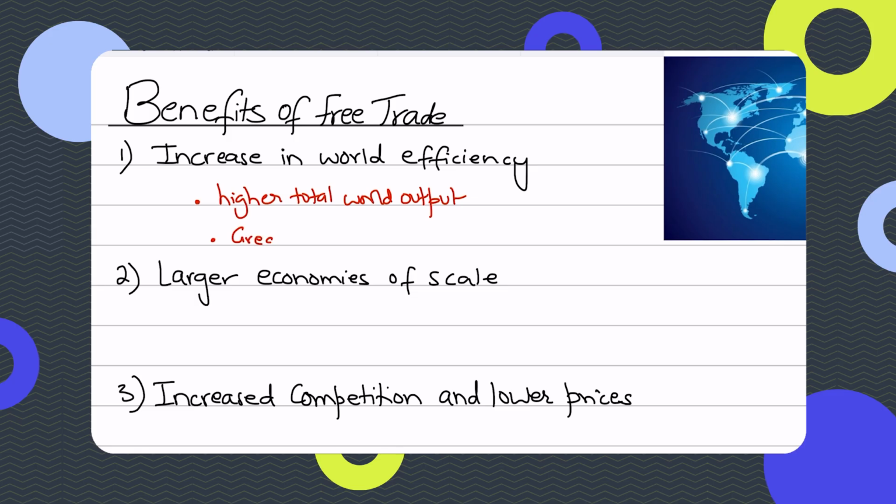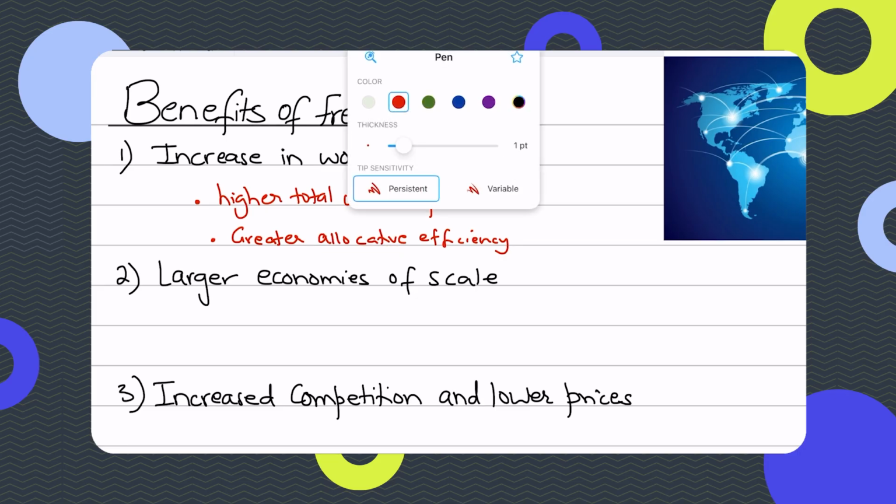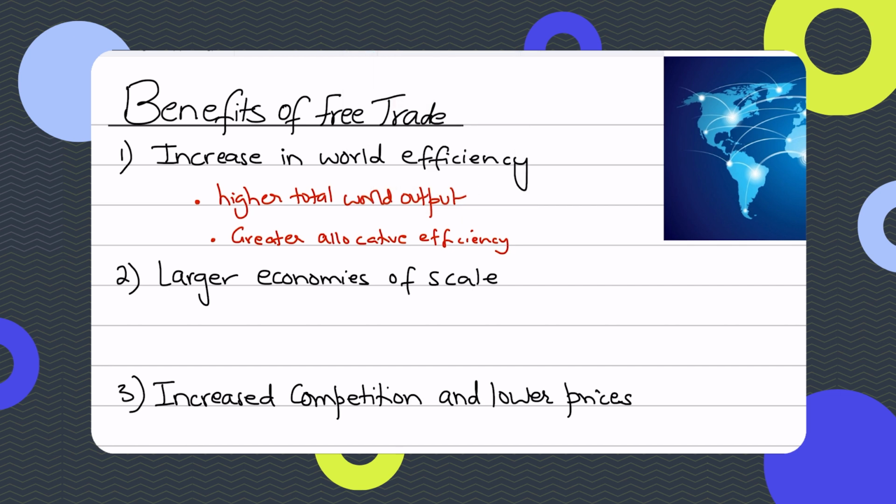Because resources are allocated efficiently, there's greater allocative efficiency, and we're talking about global allocative efficiency. It's not necessary that you mention the word allocative efficiency, but yes, you should mention greater world efficiency. That would be equally acceptable. There's no absolute need to mention the words allocative efficiency. I'm just saying that overall world efficiency goes up. That would be good enough.